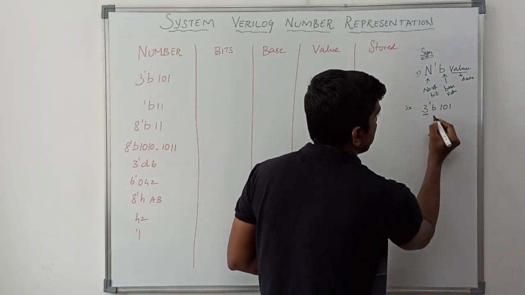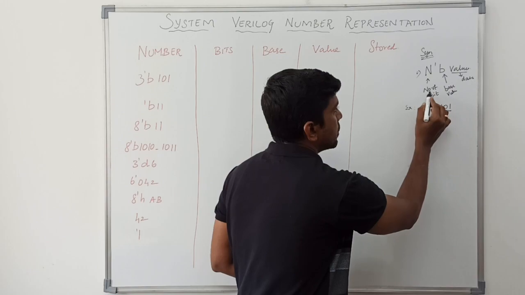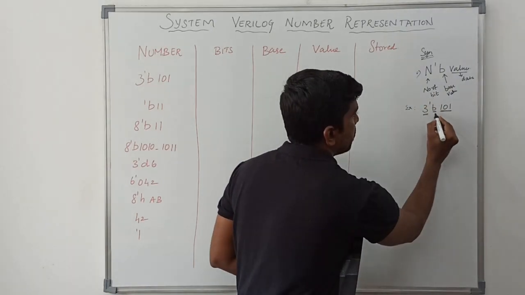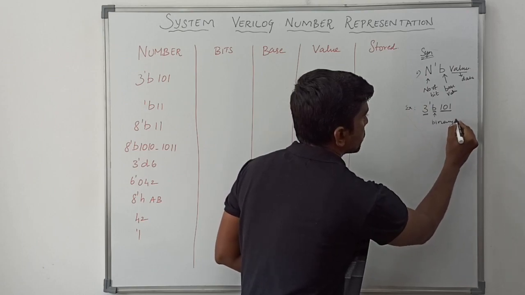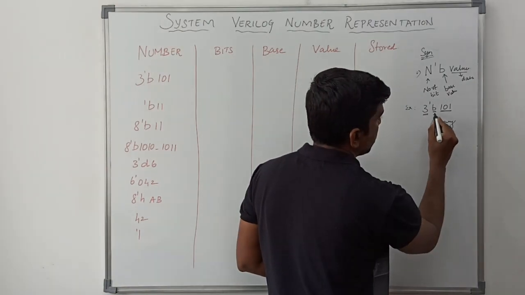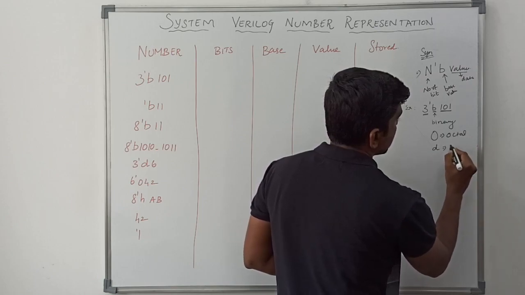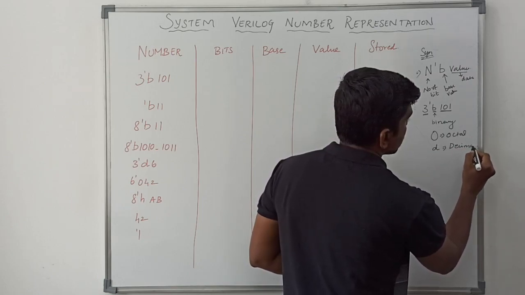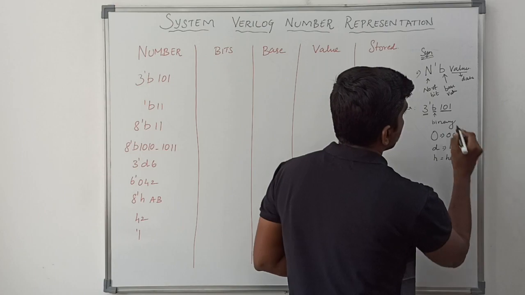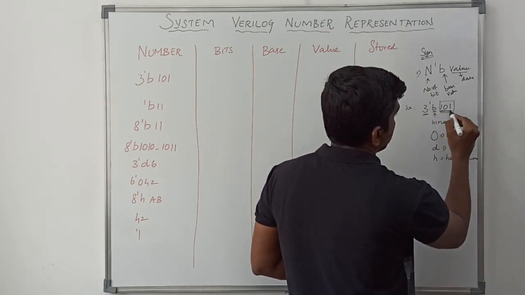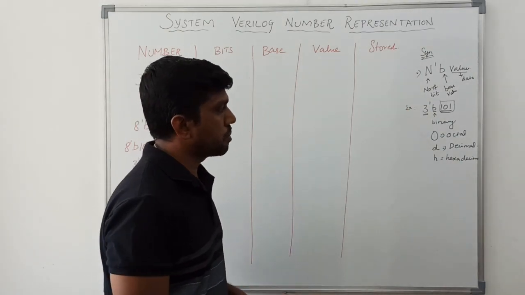This 3 represents the number of bits present in the instruction. B represents the base value, and here the base is binary. B represents binary, O represents octal, D represents decimal, H represents hexadecimal. Then this value is the bits. So this is an example of number system representation, with the stored value.